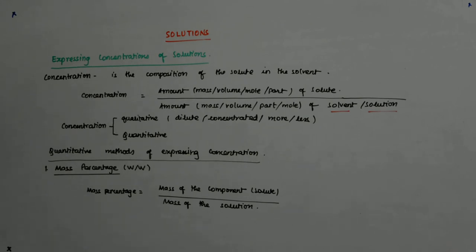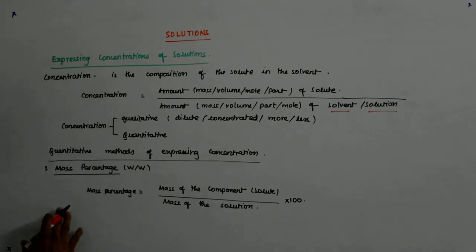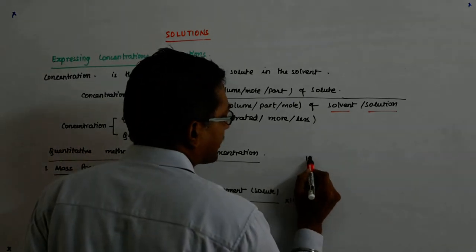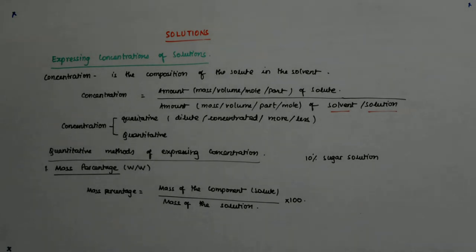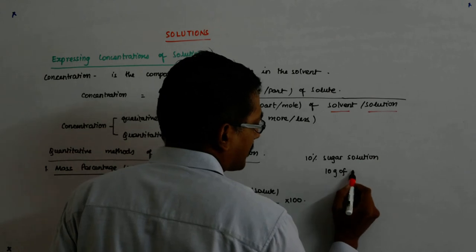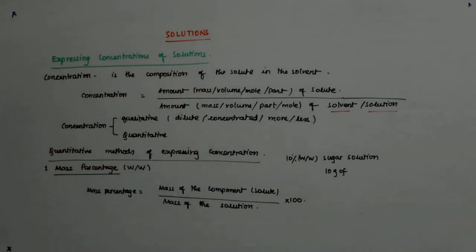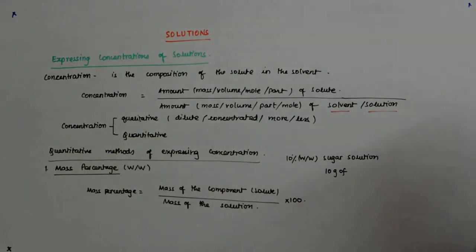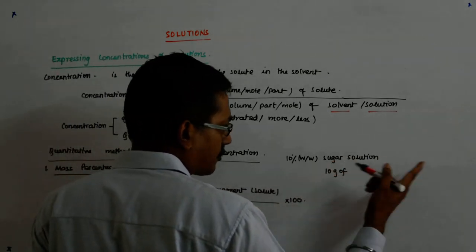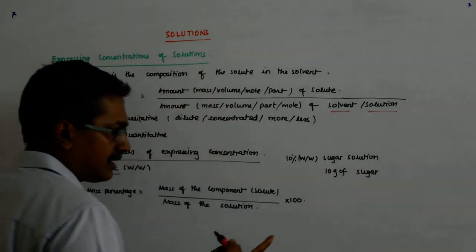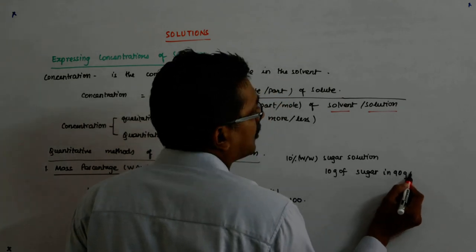So when I say this is 10% sugar, you multiply by 100 to convert it, otherwise it will be a fraction, right? So when I say 10% sugar solution, what do we mean? 10 gram of sugar, 10% weight by weight. You'll have to write 10% W upon W. Why? Because the moment you express it in terms of percentage, you never know what we are talking about. So this tells you that this is mass percentage. So 10% sugar solution means 10 gram of sugar in 100 gram of solution. Now in that 100 gram, 10 gram is sugar, so 10 gram of sugar in 90 gram of water.